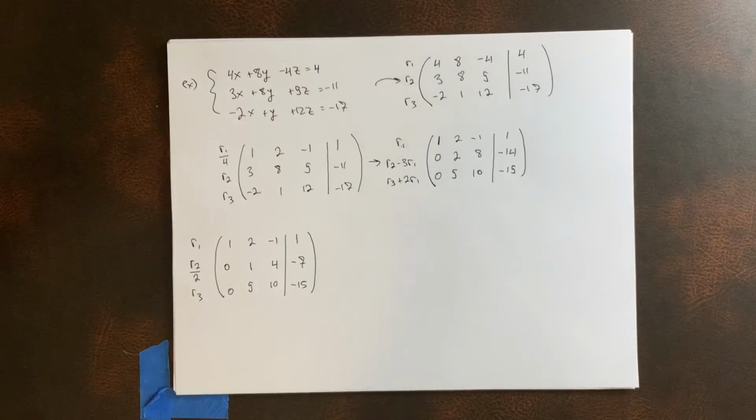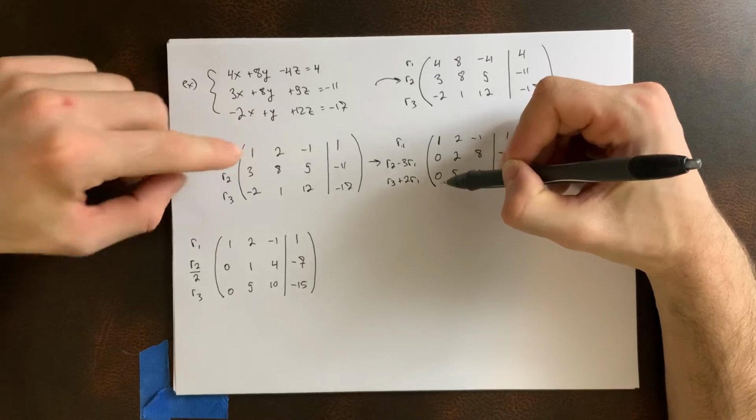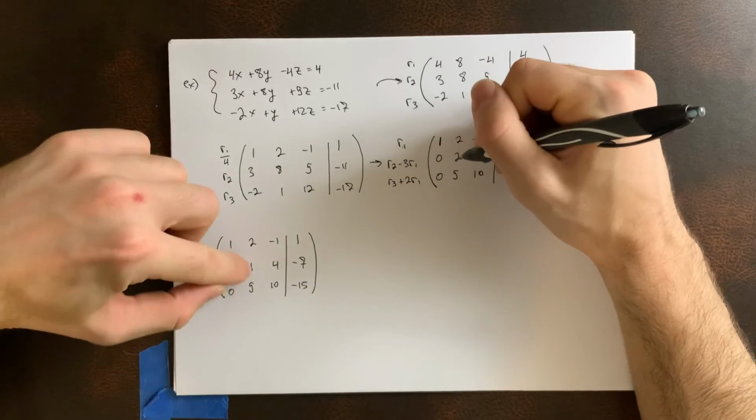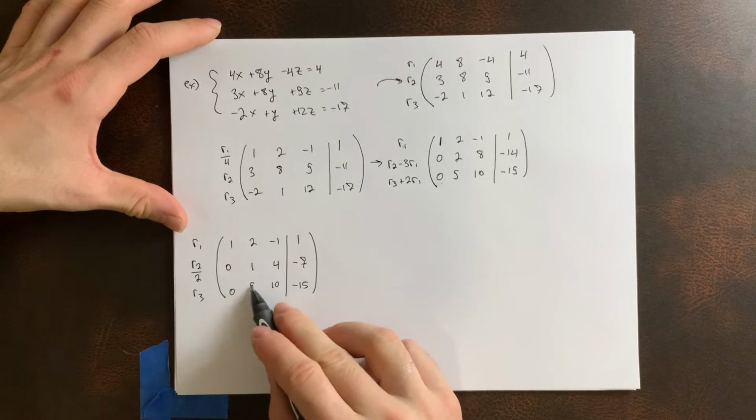Okay, so that was our third step. First step, make this a 1. Second step, everything is 0. Third step, move down the diagonal, make this a 1. And now repeating the pattern, we want to make everything beneath this one a 0. So let's make this a 0 now.